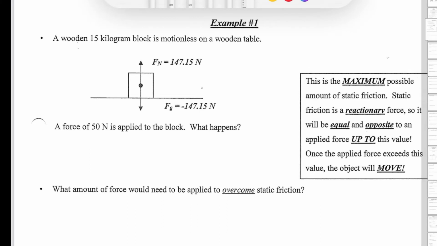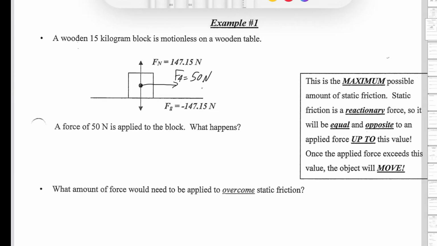We have a wooden 15 kilogram block, and it's motionless on a wooden table. Now a force of 50 newtons is applied to the block. We can say that's to the right. We have this applied force equal to 50 newtons. Now we want to find out what happens.